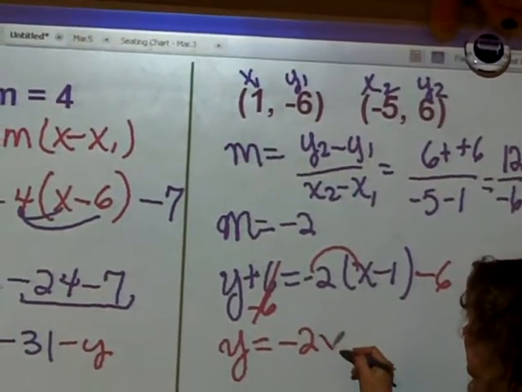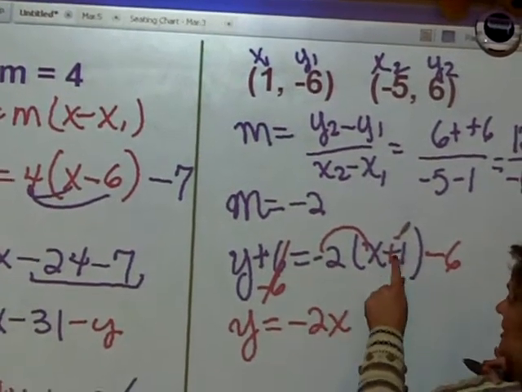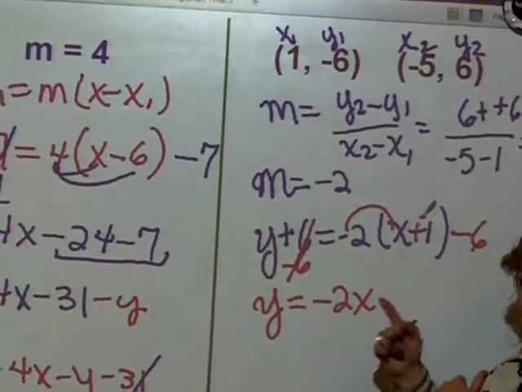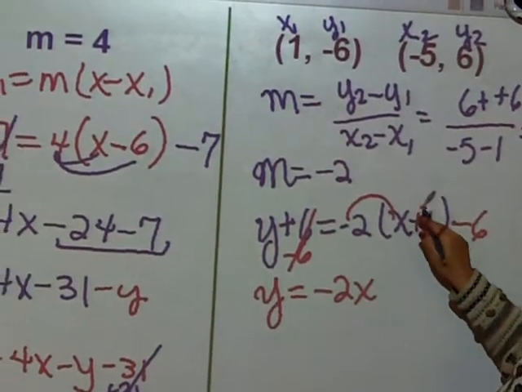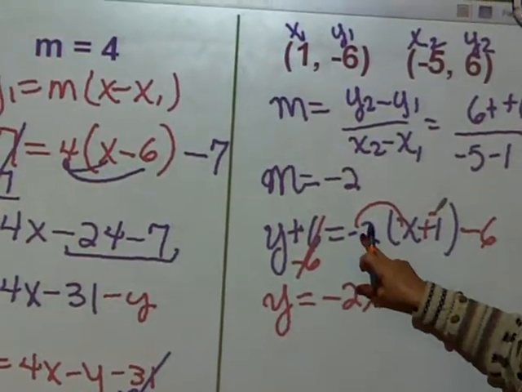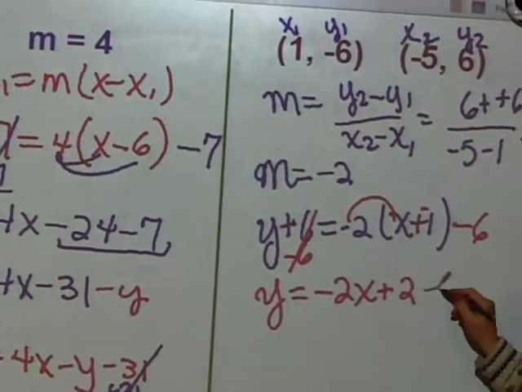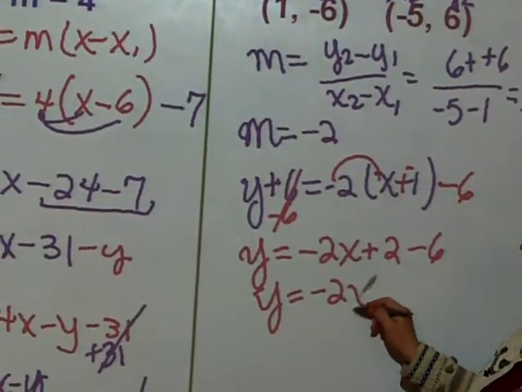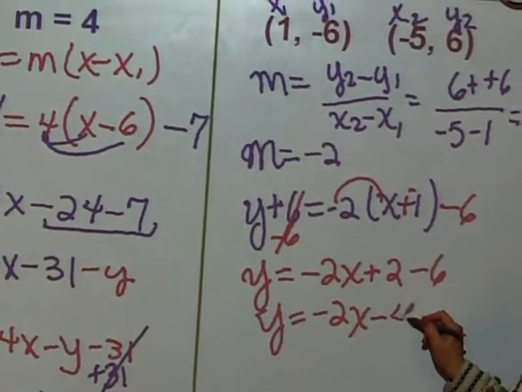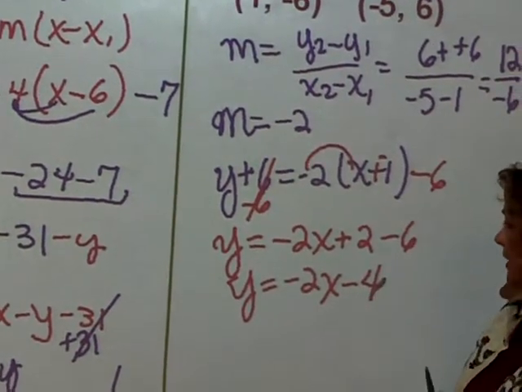Negative 2x. Alright, this is going to be negative 2. Remember, adding a negative is the same as subtraction. So I made it adding a negative, so you can see that's negative. Negative 2 times negative 1 will actually be plus 2 minus 6. It'll be negative 4. Okay, slope-intercept form. Here's our slope, y-intercept.